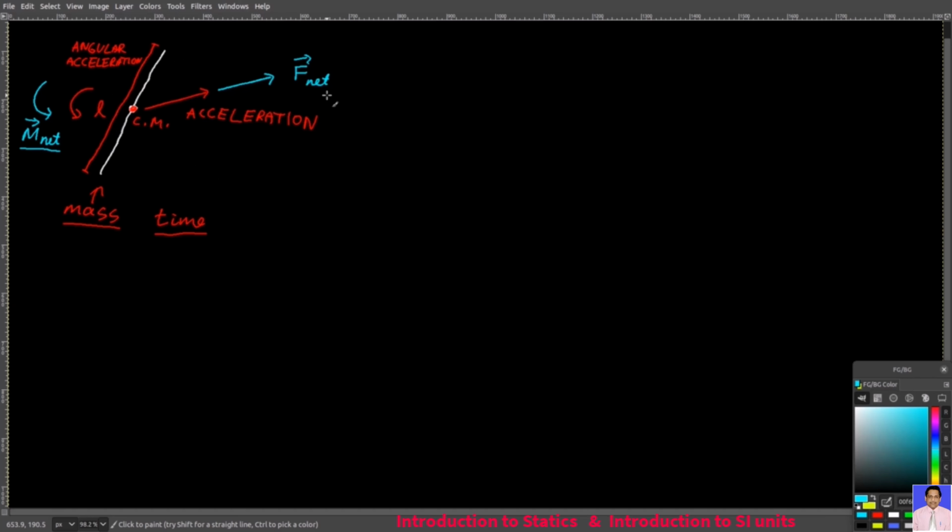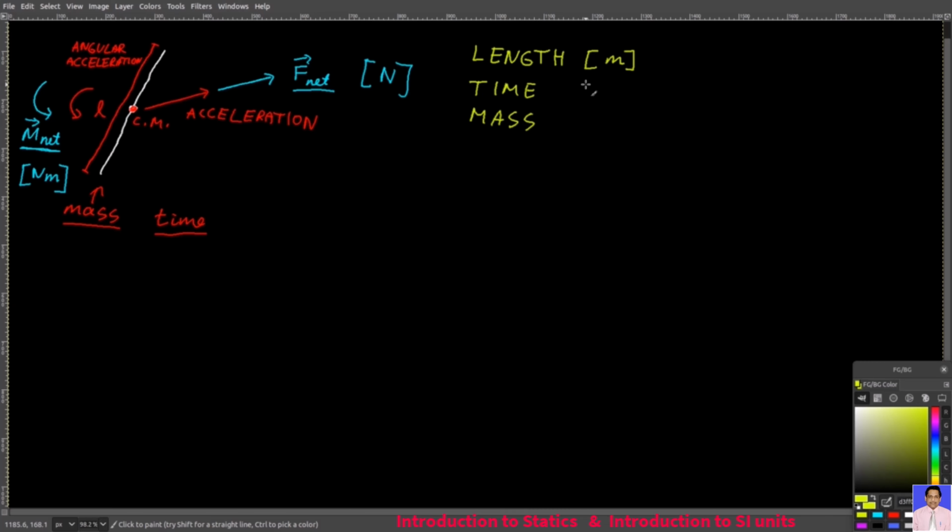You will see that we'll be working a lot with forces that are measured in newtons and moments that are measured in Newton meters. However, they are not the fundamental quantities. The fundamental quantities are length, time, and mass. We measure length in meters, time in seconds, and mass in kilograms. These are the SI units for these quantities.